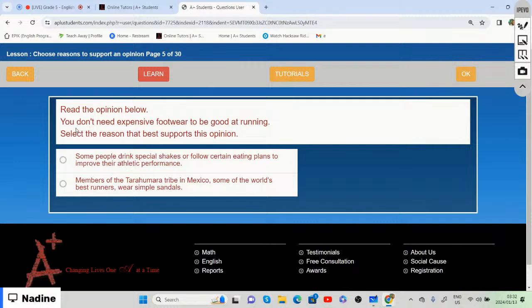So we said that, oh, we're going to the next one that says you don't need expensive footwear to be good at running. So you don't need expensive footwear to be good at running. We need to select the reason that best supports this opinion.